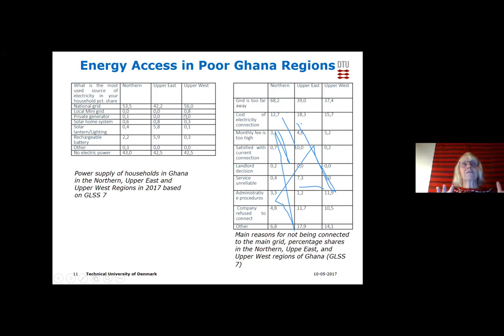But the target of the government is to have access for all in 2030. But then if you turn to the right, you also have an assessment of why people are not having access. And it's fair enough, take the first row, grid is too far away, maybe. But this is not the only reason why people are not connected.